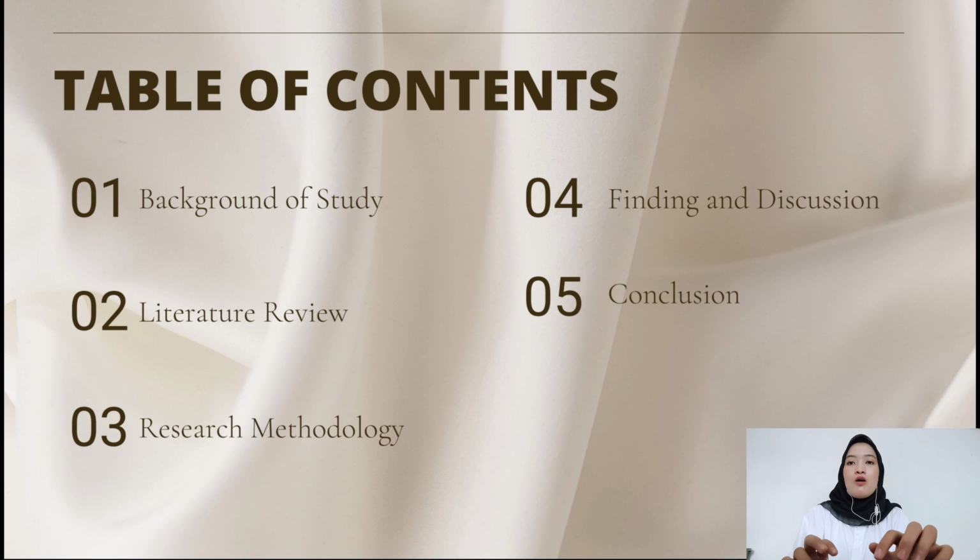This is the table of contents of this journal. The first is background of the study, the second is literature review, the third is research methodology, the fourth is finding and discussion, and the last is conclusion.